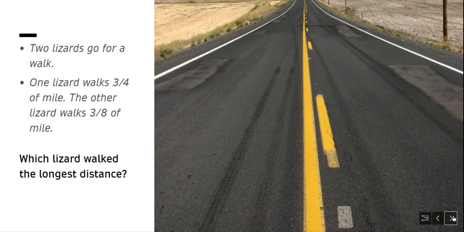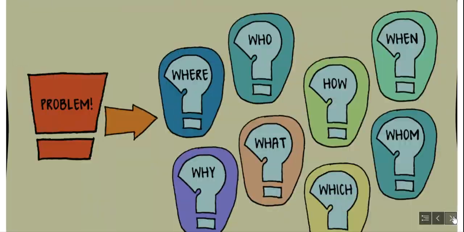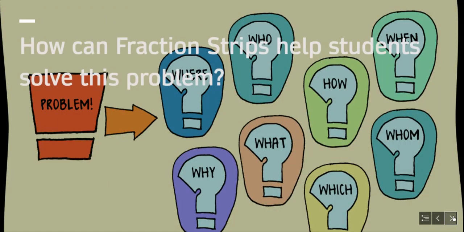Two lizards go for a walk. One lizard walks 3/4 of a mile. The other lizard walks 3/8 of a mile. Which lizard walked the longest distance? Let's explore how fraction strips can help students solve this problem.